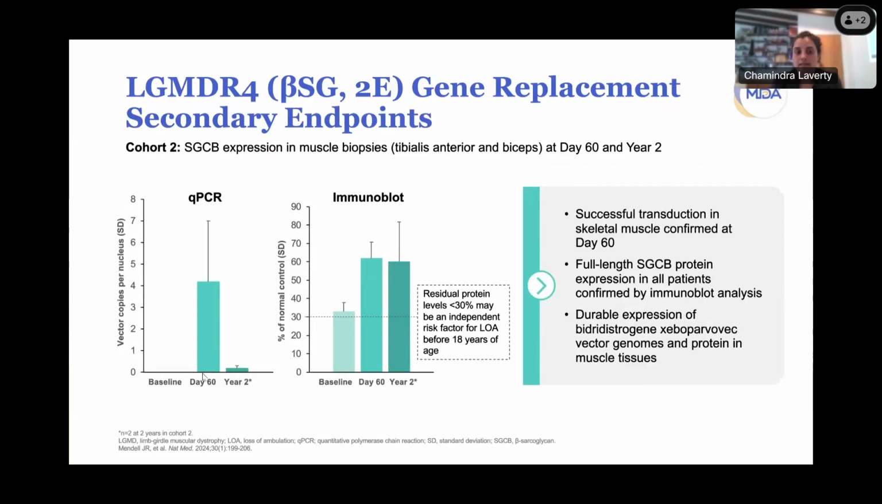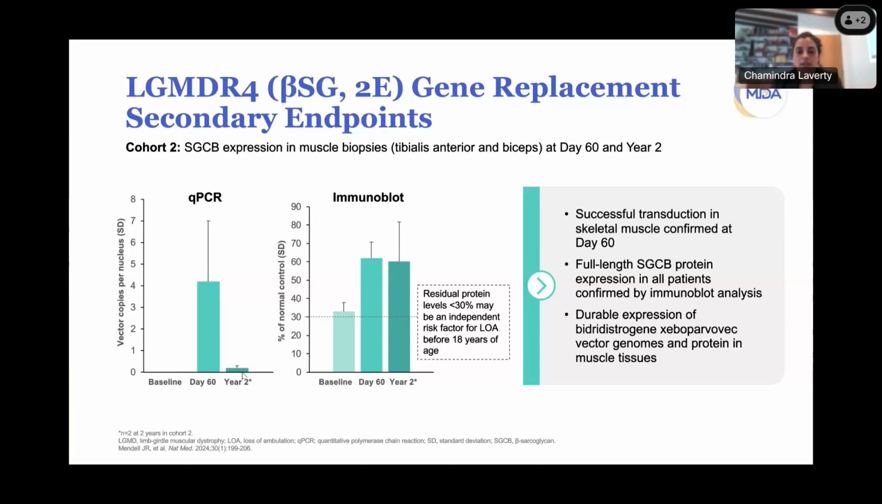Here is the data demonstrating that at baseline, patients, as you expect, had no vector copies per nucleus. You're not going to expect that. So this is from muscle biopsy. At day 60, there were at least 4 vector copies per nucleus, so 4 transgenes on average in a muscle biopsy. And at year 2, it did dramatically decline.